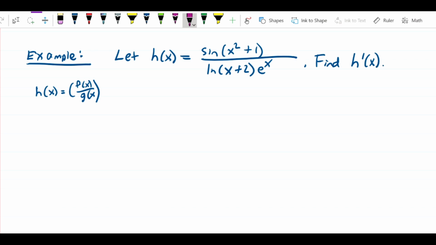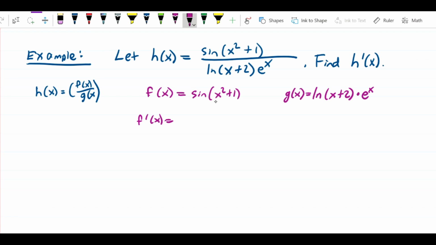So let's say f of x is equal to sine of x squared plus 1, and g of x is equal to ln of x plus 2 times e to the x. So now f prime of x, we can do by the chain rule. This is just an outer-inner situation, a straight one like that. So it's going to be cosine of x squared plus 1 times the derivative of the inside, which is 2x.